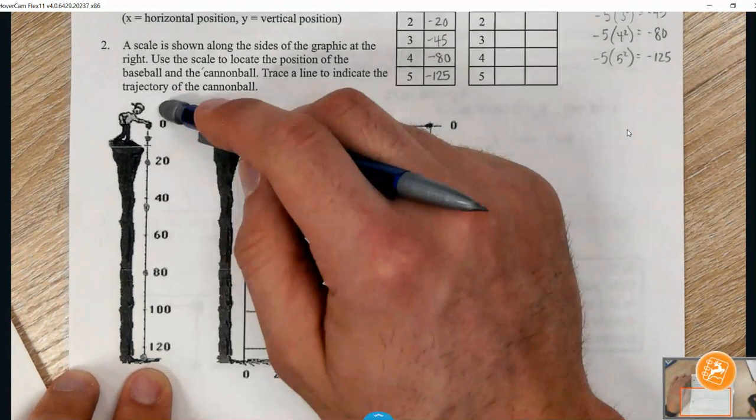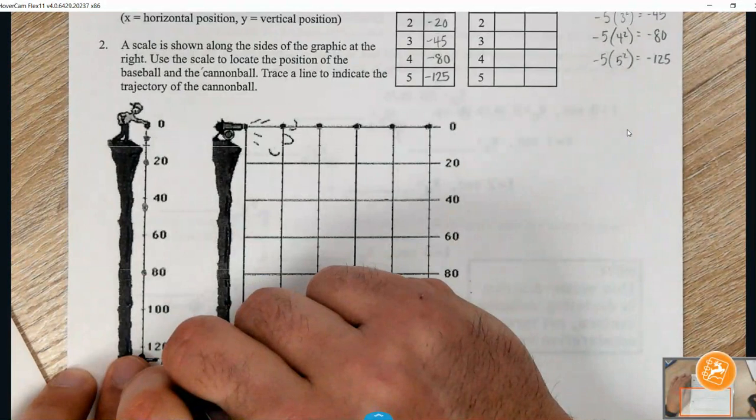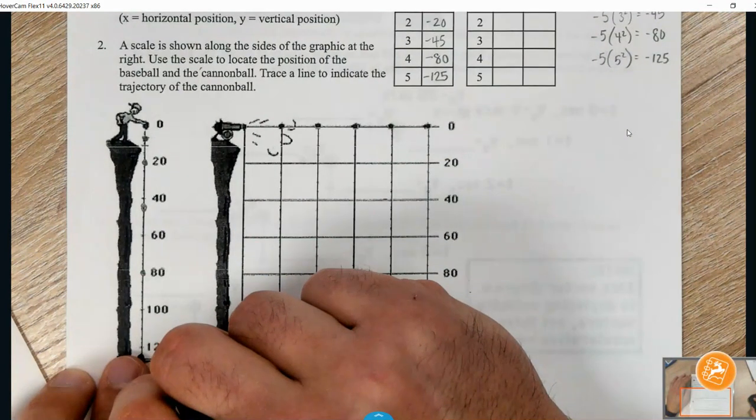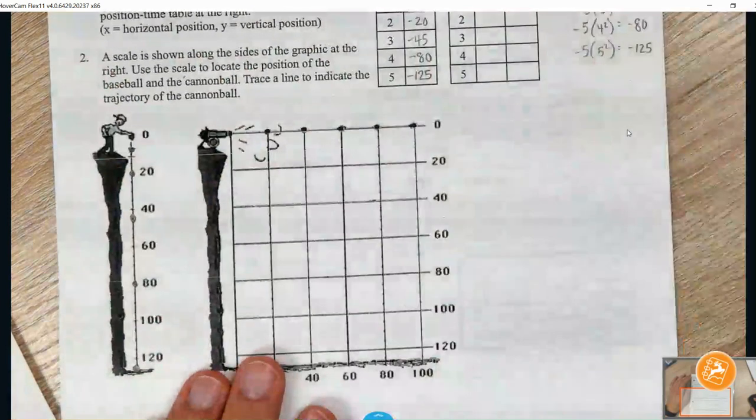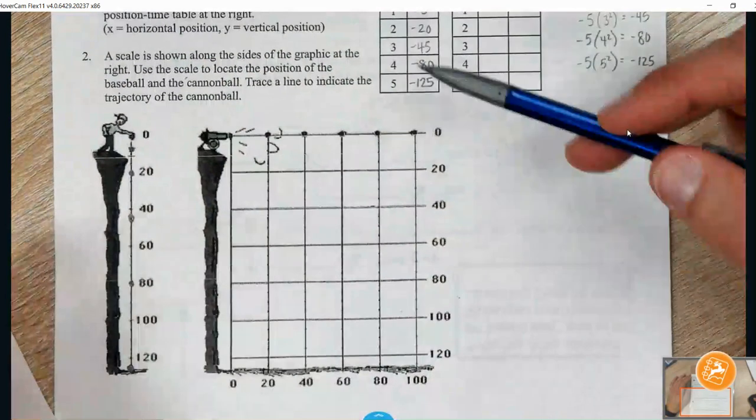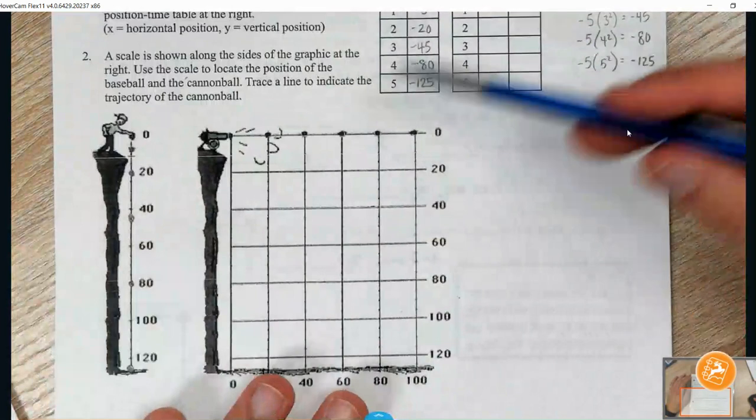If the displacement is negative 125, remember, can you have a negative height? No, so that means the kid dropped the ball from 125 meters. Now, they're saying, okay, cannonball.